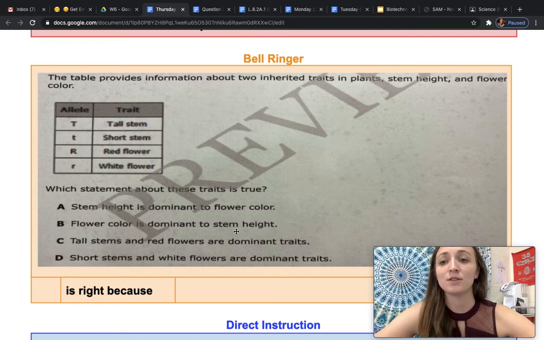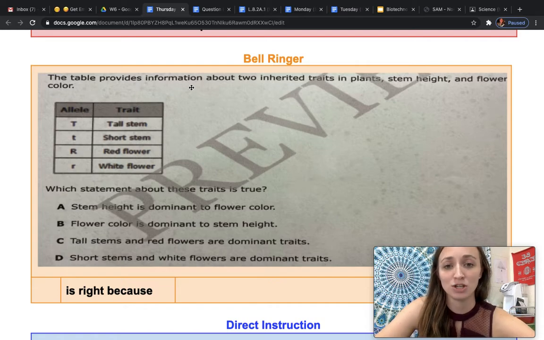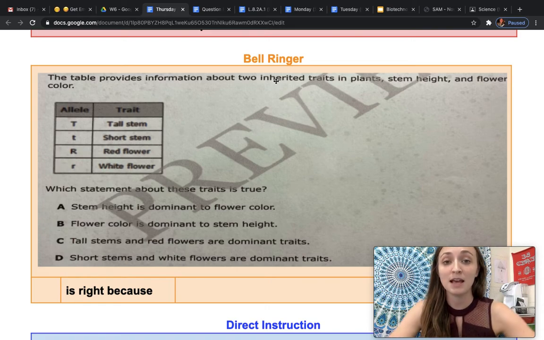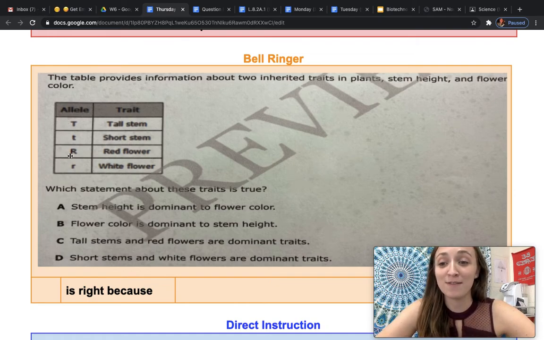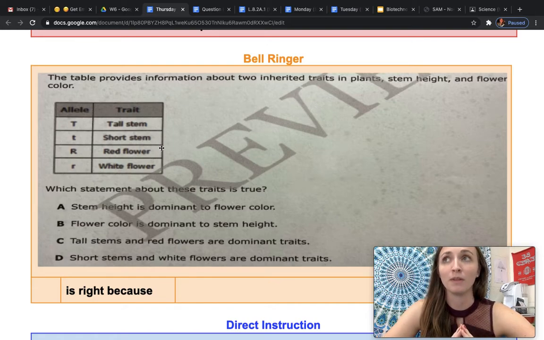Okay, so this question says, the table provides information about two inherited traits in plants, stem height and flower color. Remember, inherited means that it comes from the parents. If you look at this table, whenever a question gives you a table or a graph or a picture, this might sound silly to say, but you gotta look at it, okay? Your answer is likely going to be within that table or graph or picture. This table gives the allele and the trait.